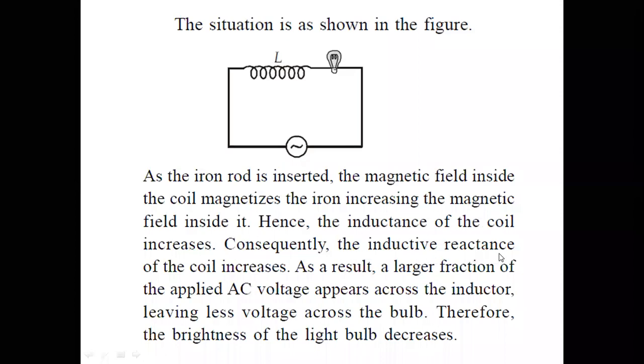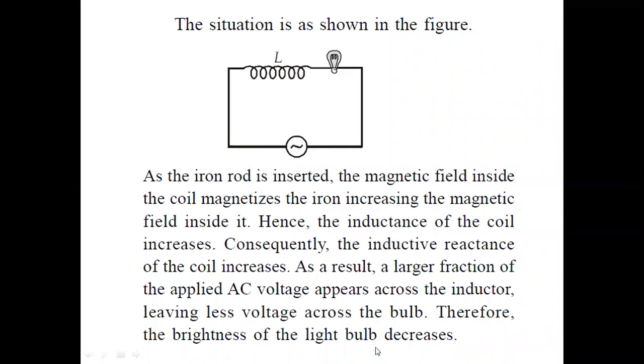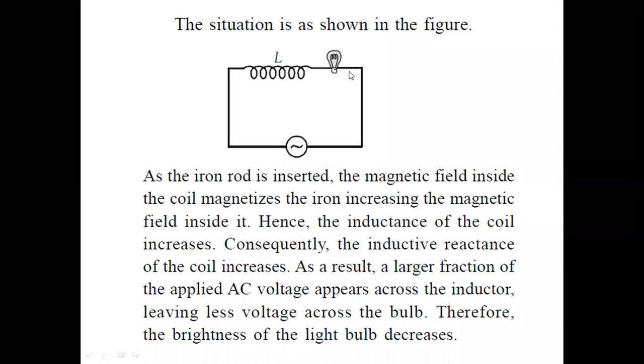Consequently, the inductive reactance XL of the coil increases. As a result, a larger fraction of the applied AC voltage appears across the inductor, leaving less voltage across the bulb. Therefore, the brightness of the bulb decreases. Here, the voltage across the inductor becomes very large and the voltage across the bulb becomes very small. Therefore, the brightness of the bulb decreases.